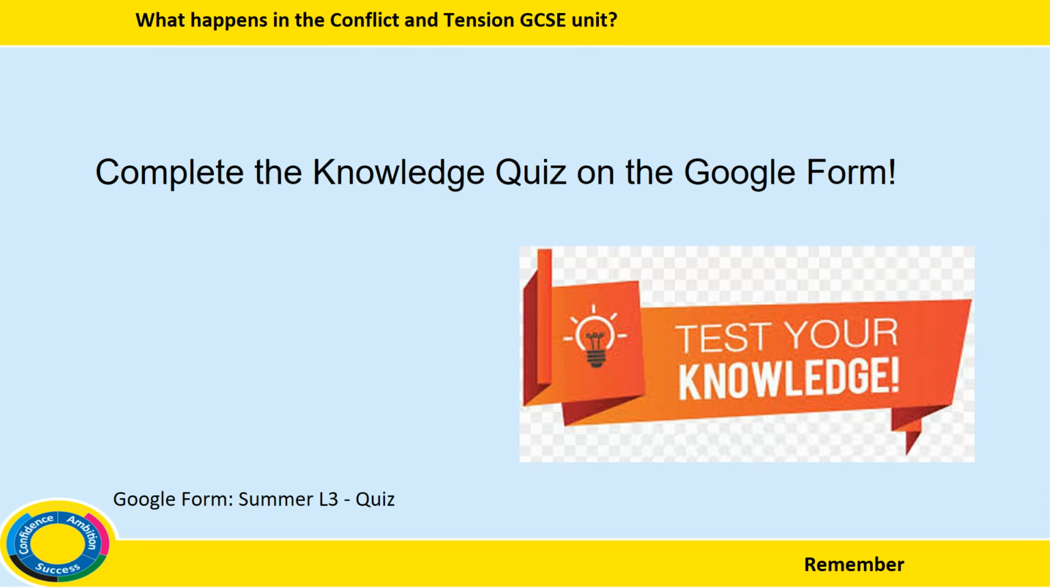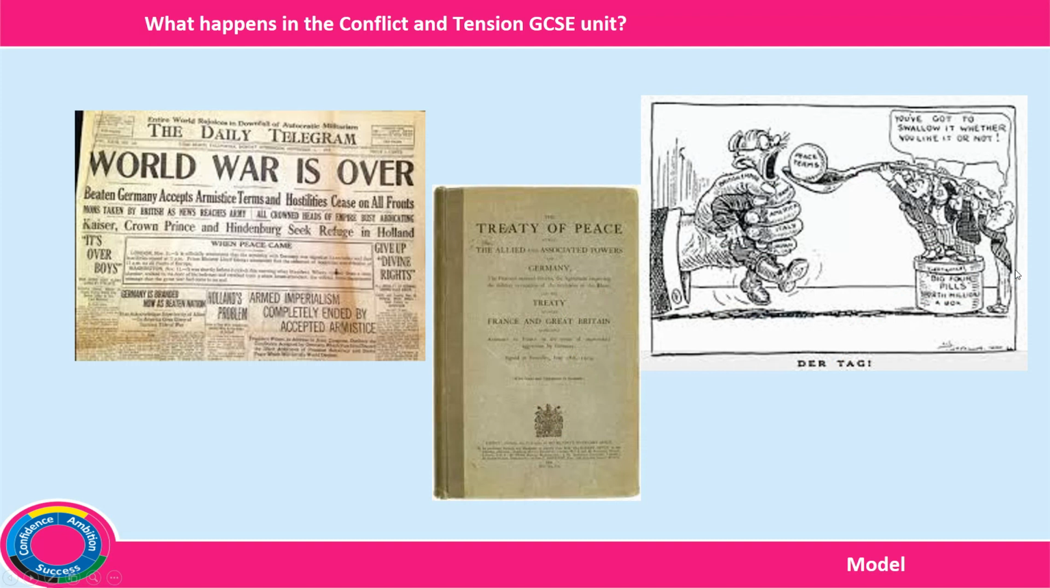So today's session we are going to do a bit of a recap of the conflict and tension GCSE unit. You could start by doing the multiple choice knowledge quiz which is on the Google form, but this is not compulsory. So let's look at the conflict and tension course of 1918 to 1939.